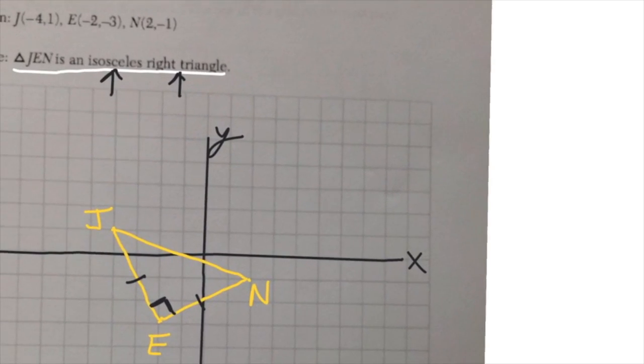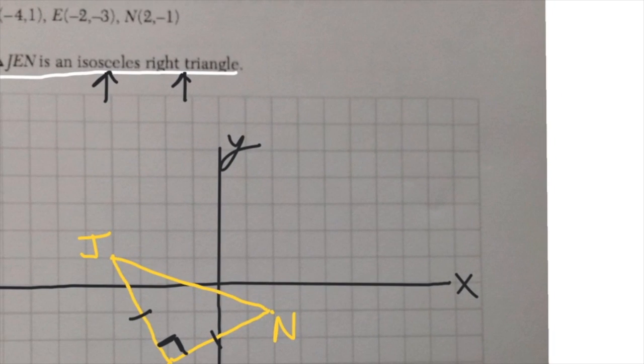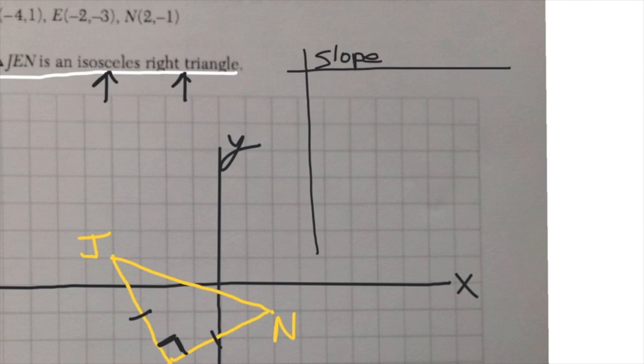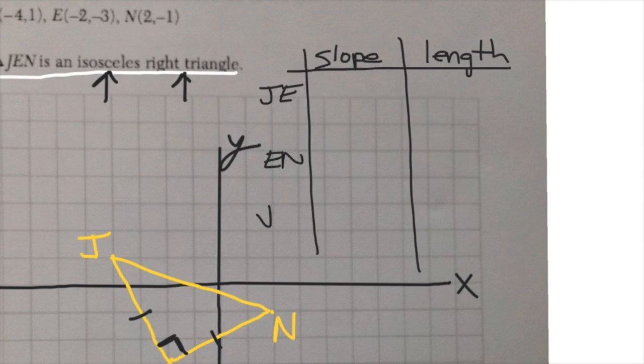One way to organize your thinking on a question like this is to make a little table that will list all the slopes and all the lengths that are in the picture. We might not need all of the information, but it's a nice way to completely list what you're seeing in the picture and calculating what's there. So we've got three sides, JE, EN, and JN. And what it will do is visually get the slope and the length from the picture.